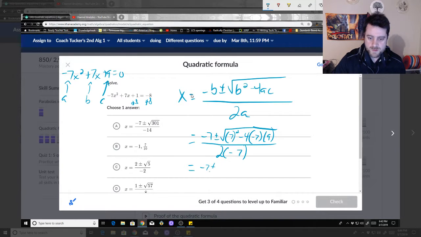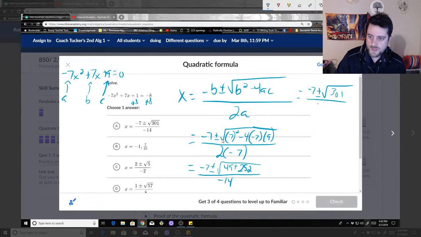So we have negative 7 plus or minus. We need to simplify this in here. We have 49 plus, and it's plus because we have 2 negatives, one here, and 2 negatives make the positive. So 4 times 7 times 9 is 252, all over 2 times negative 7, which is negative 14. So we're going to go back up here to keep working it. So this is negative 7 plus or minus the square root of 49 plus 252, which makes 301, all over negative 14. So notice A is our answer.